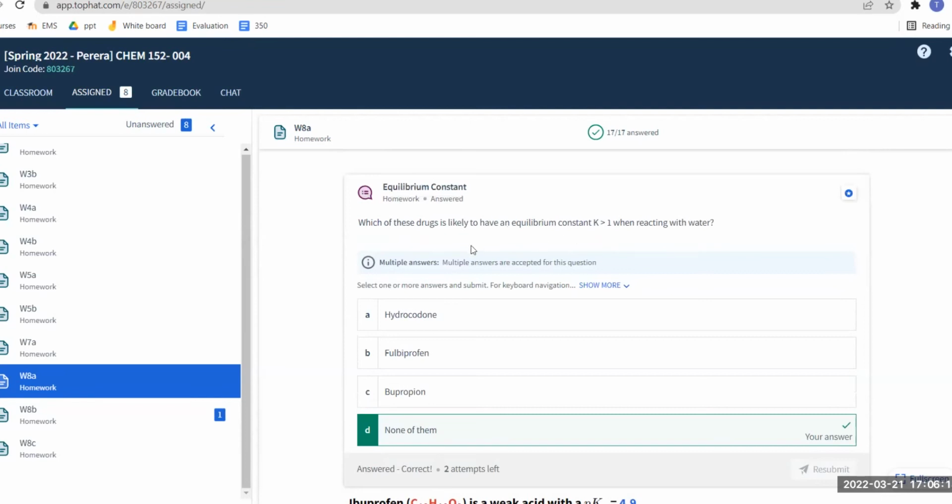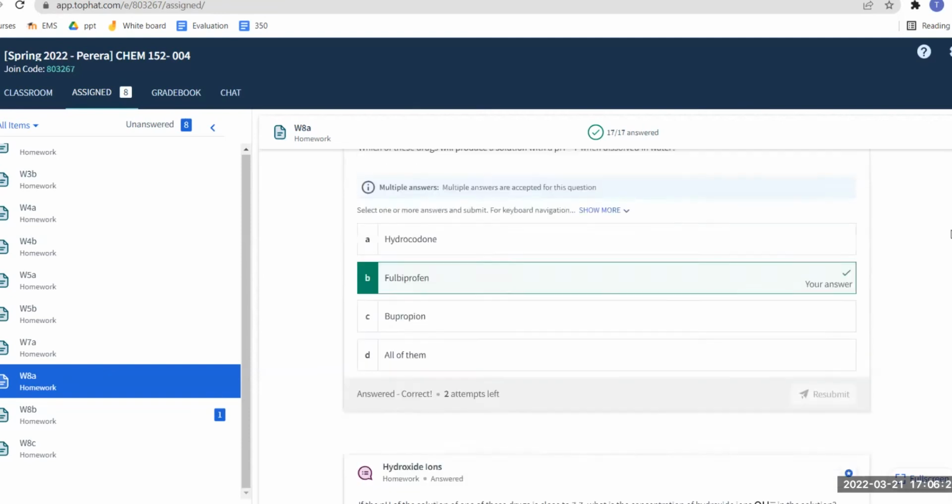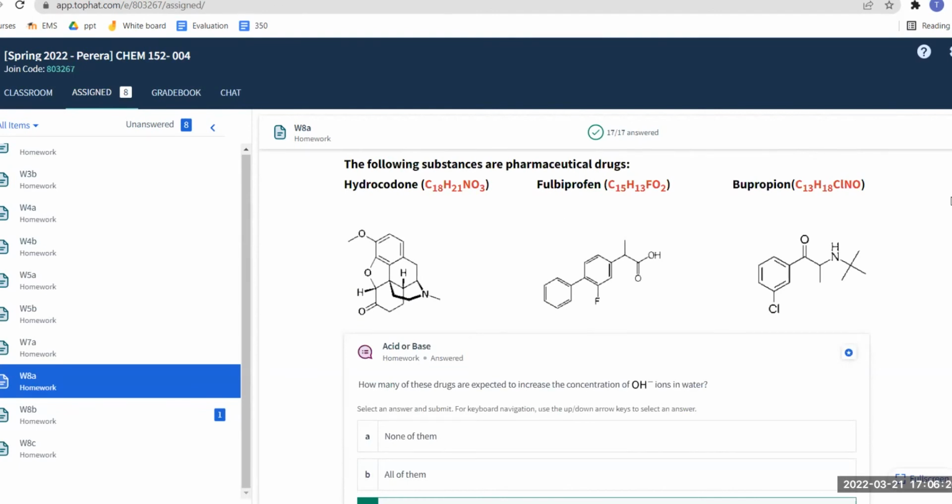It says which of these drugs is likely to have an equilibrium constant K larger than 1 when reacting with water? Let me see. It's none of them because all of them are weak, right? That's right, absolutely. You cannot imagine how many students get this simple question wrong. We know that all of these have pKa's and pKb's with positive values, right? So pKa can be 4 or pKb can be 5 or 6, something like that.